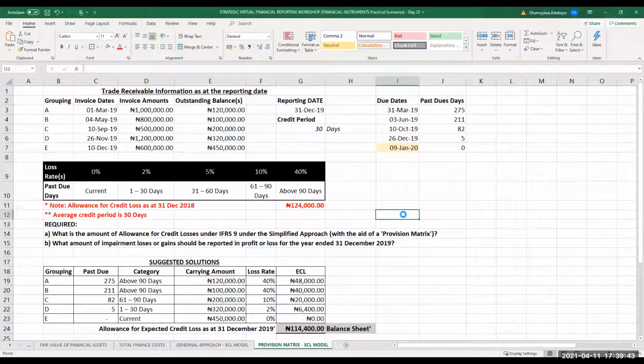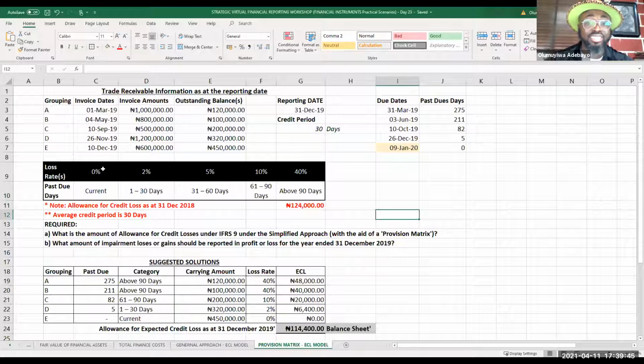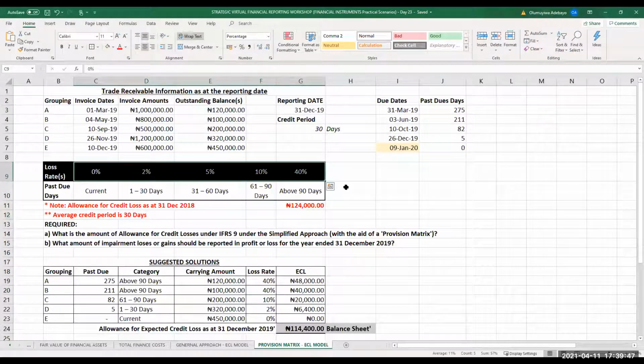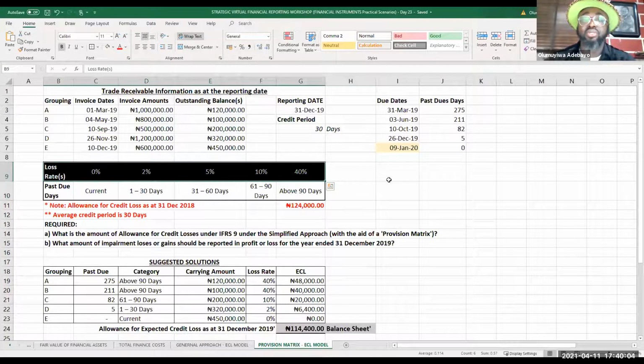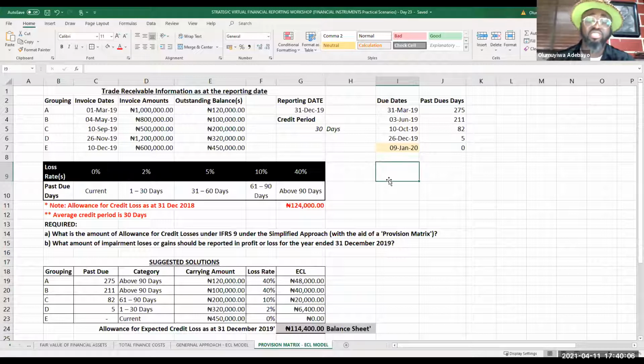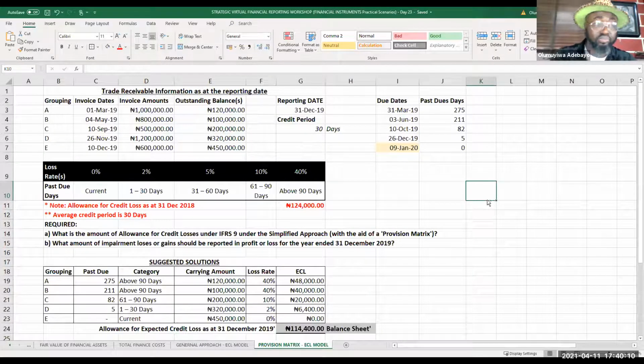Now, loss rate, how do you get this loss rate? You must have data. What I'll try to do, if I have time, is simulate data for a period of like 5 years. I can use it to develop a model for you where you get these loss rates. But the fundamental of those loss rates is what we have discussed, and I've also shared some documents with you.